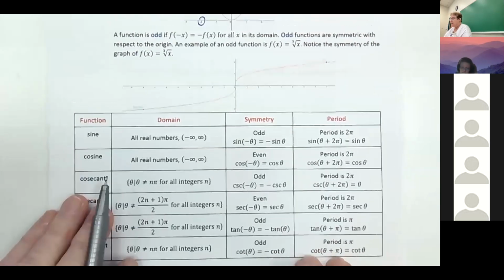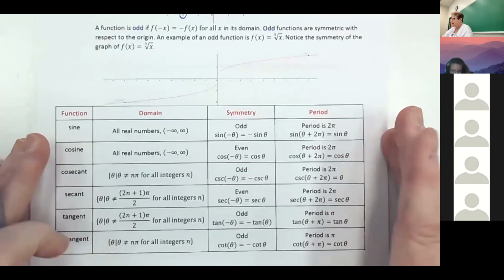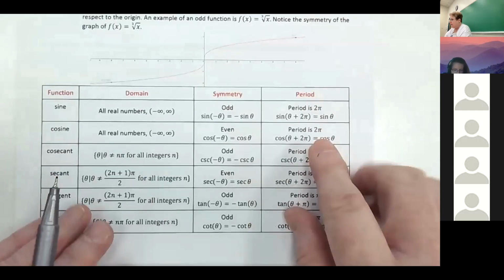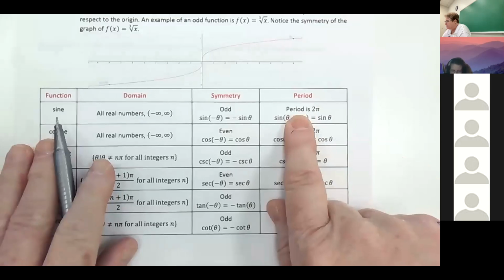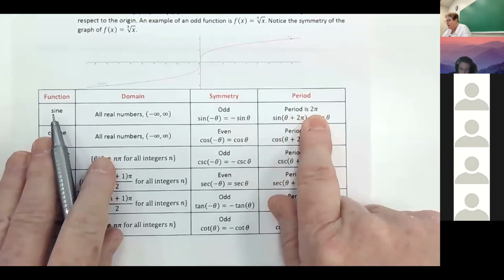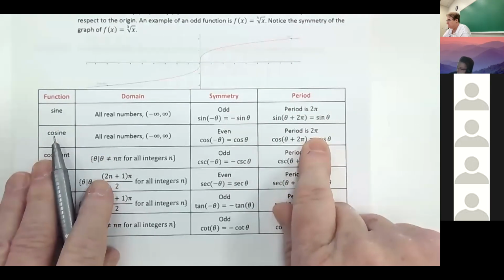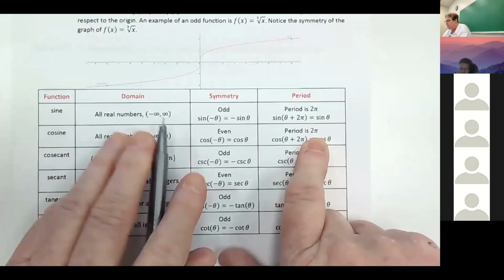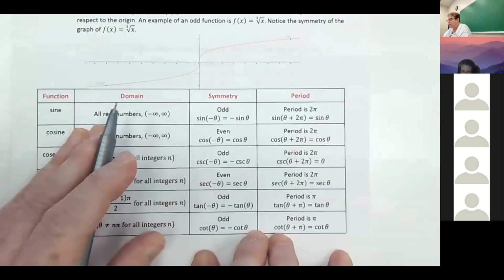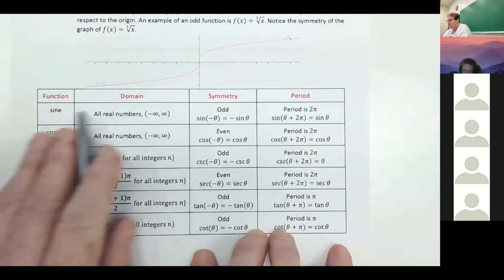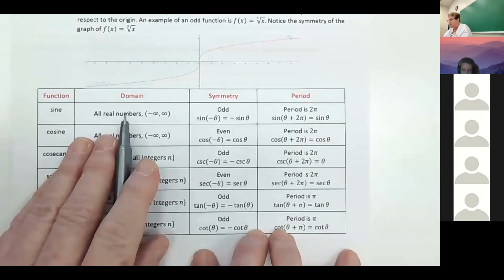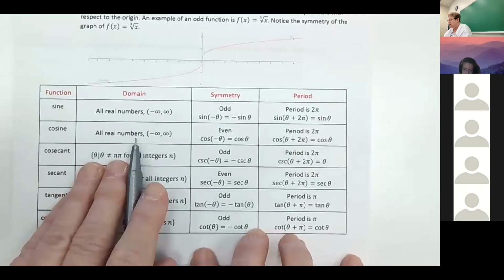Since sine and cosine repeat every time you go around the unit circle, the period of the sine is 2 pi. The period of the cosine is also 2 pi. Since every point on the unit circle has an x and a y, the domain for the sine is all reals, and the domain for the cosine is all reals.